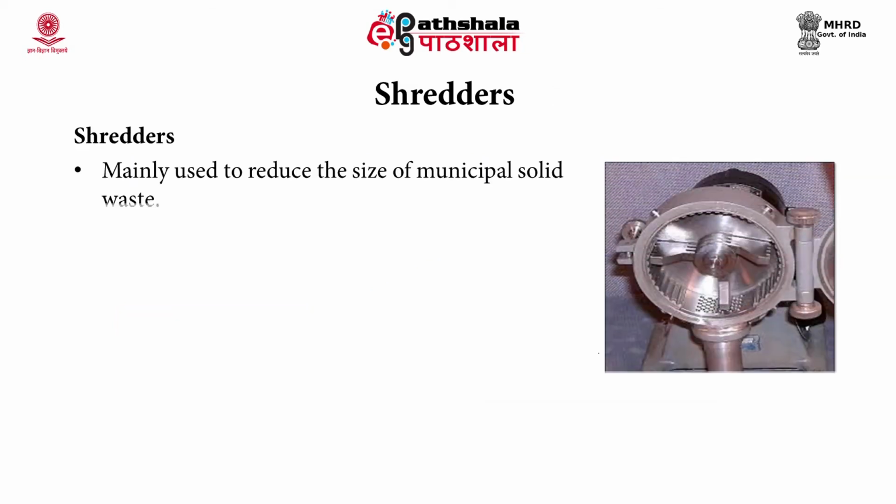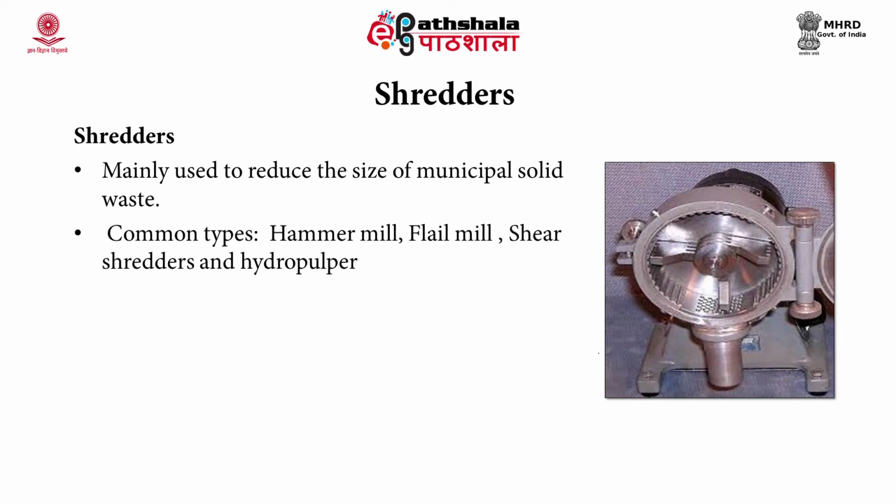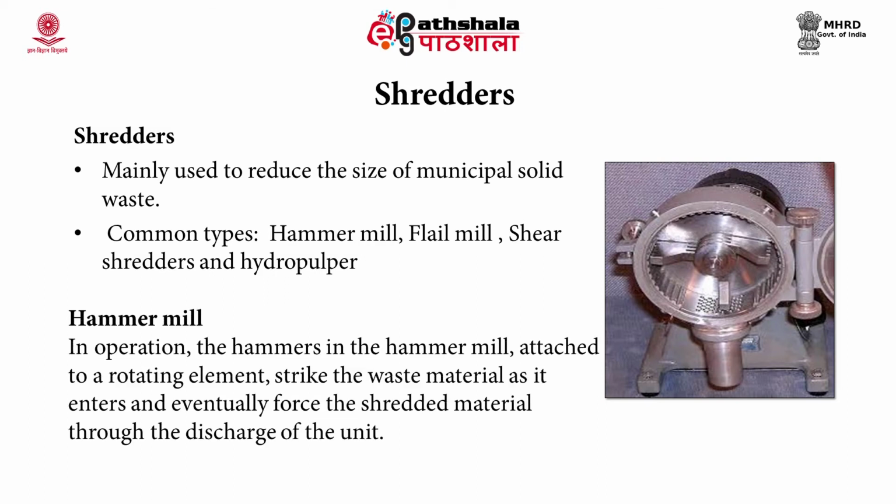Shredders are mainly used to reduce the size of municipal solid waste. The common types of equipment used as shredders include the hammer mill, flail mill, shear shredder, and hydropulper. Now, let's look into the details of the hammer mill.